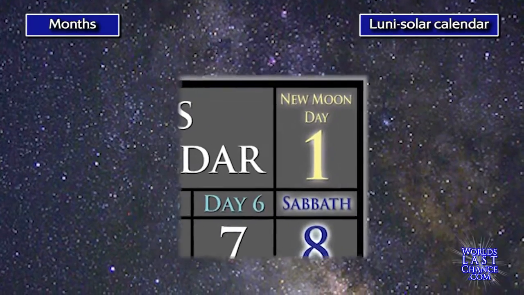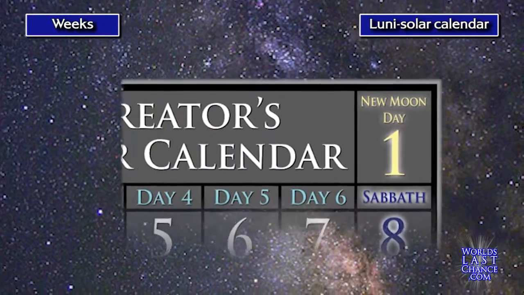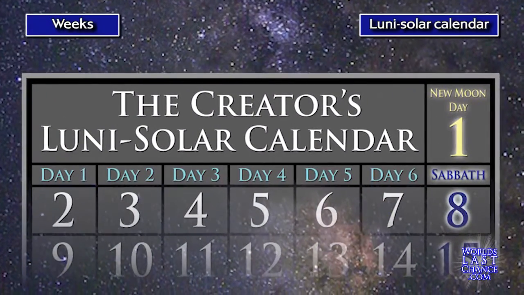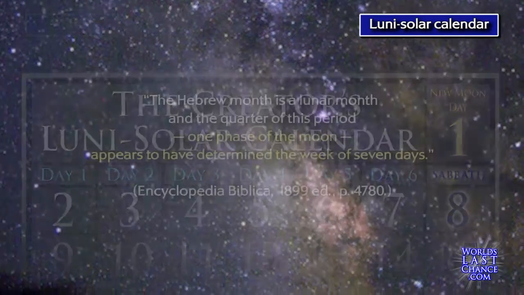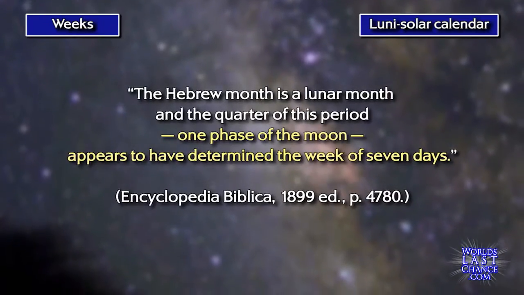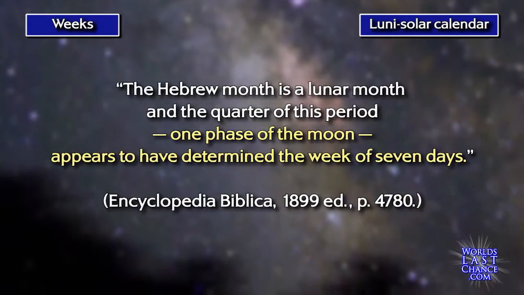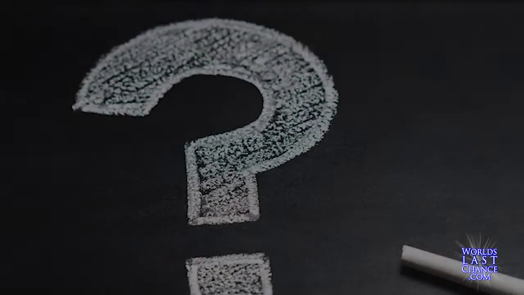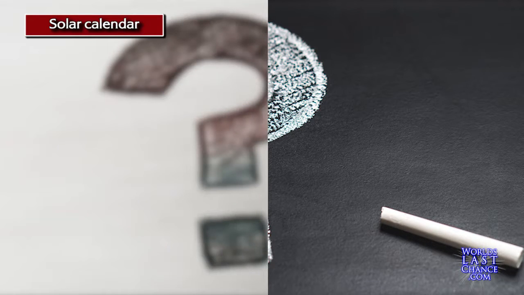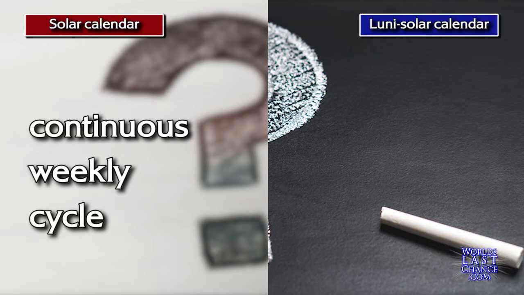Each month begins with the new moon. The week, a division of the month, restarts its cycle every new moon. The Hebrew month is a lunar month, and the quarter of this period, one phase of the moon, appears to have determined the week of 7 days. This is the hardest point to comprehend when first beginning to study the calendar of creation. The modern solar calendar has a continuous weekly cycle. The calendar of creation does not.